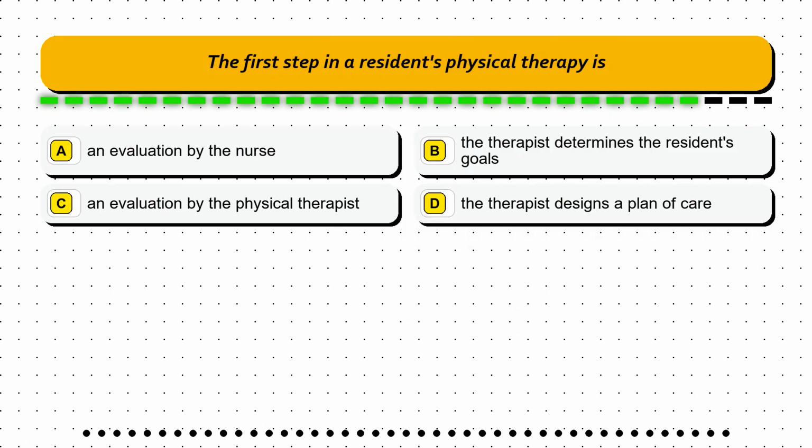Question 7. The first step in a resident's physical therapy is: Option A. An evaluation by the nurse. Option B. The therapist determines the resident's goals. Option C. An evaluation by the physical therapist. Option D. The therapist designs a plan of care.